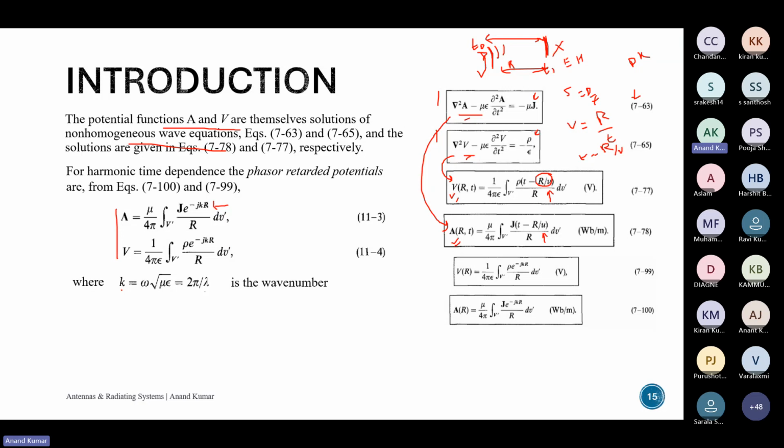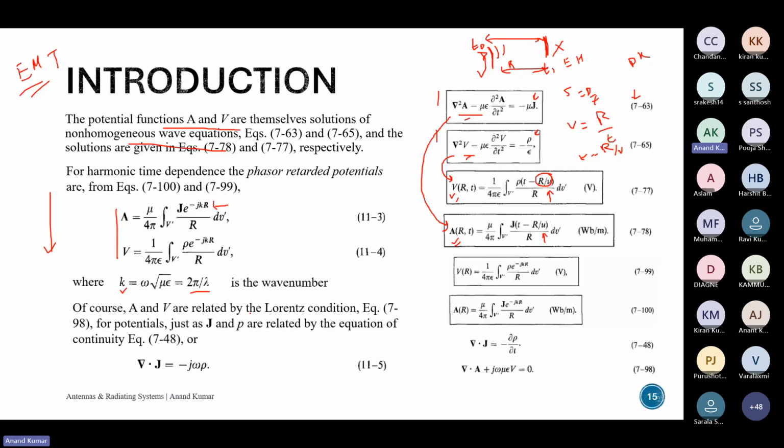Here, k is the wave number, which is defined as 2 pi by lambda. These things are very closely related to electromagnetic theory, so if you revise this course, you will be able to recall all of this.